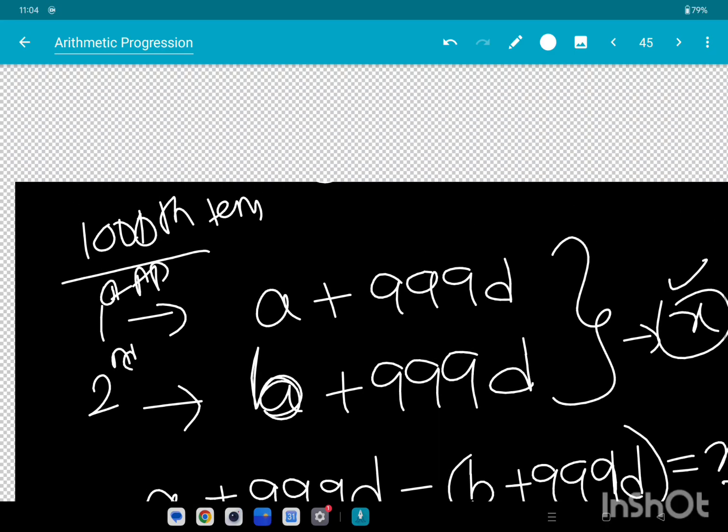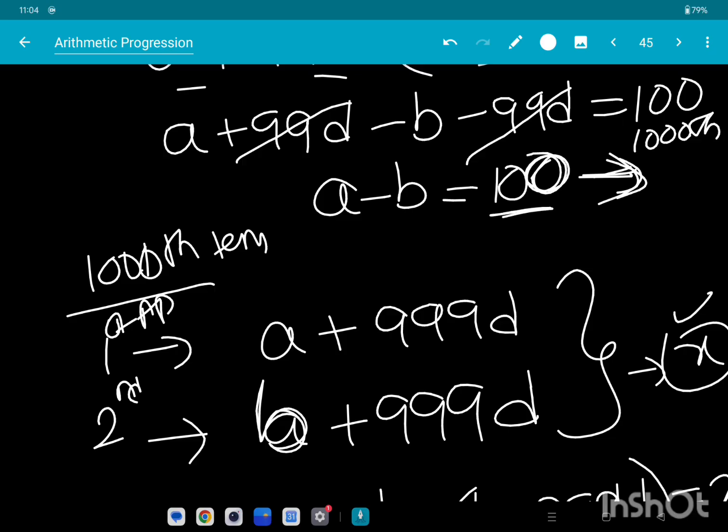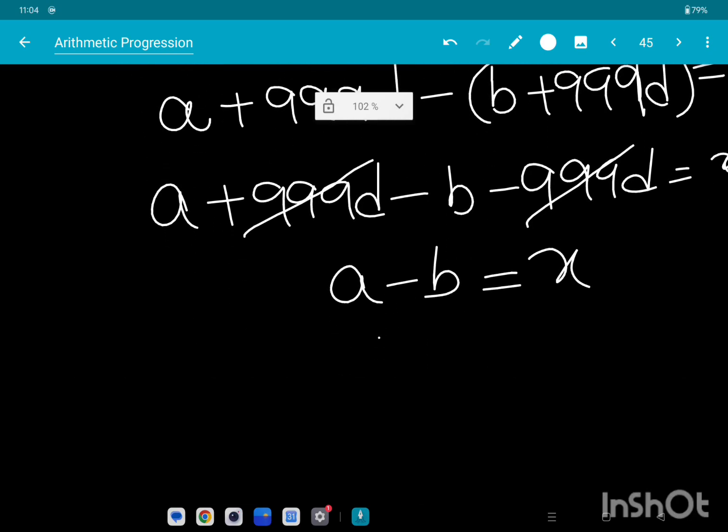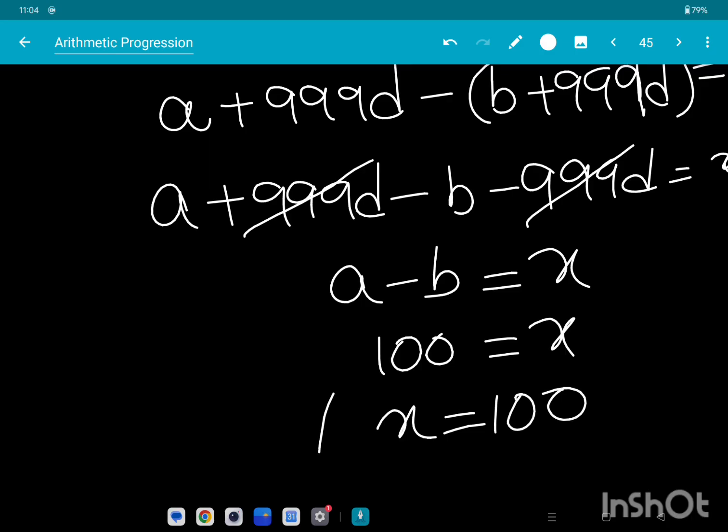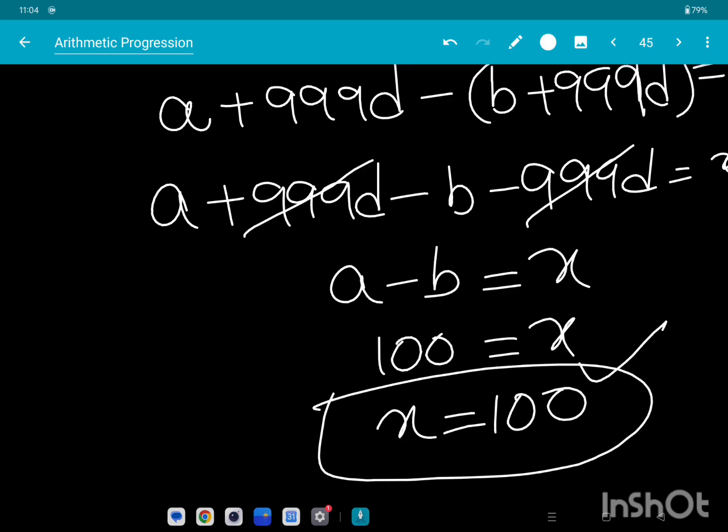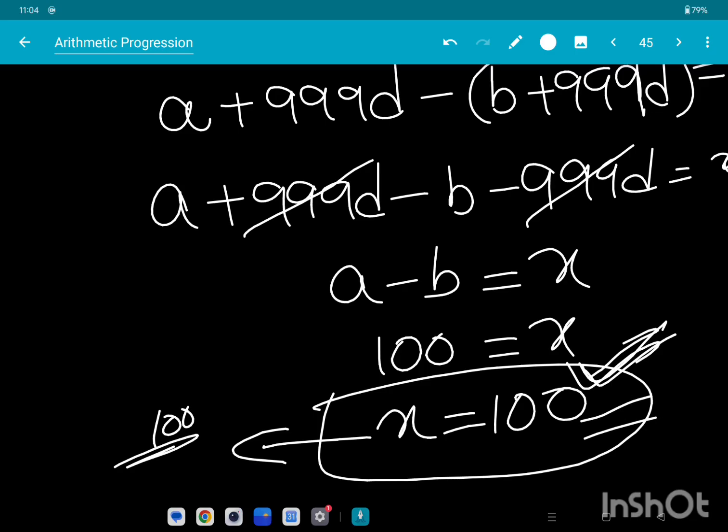What is the a minus b value? We already found the a minus b value is 100. So if I substitute 100 here, the x value is 100. So the difference between the 1000th terms is also 100. So we can say that whenever the common difference is the same, the difference between the two APs is also the same, which is 100. It won't change for 1000, 10,000, whatever it may be, the difference will be the same, 100 only. So this is the way we will find it.